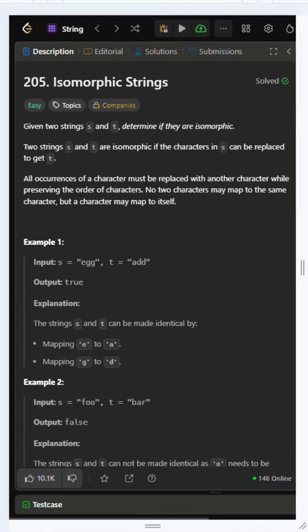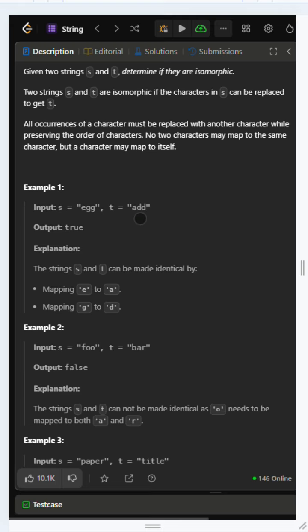Everyone. In my quick recap series, I have picked the isomorphic strings problem. This belongs to the most important questions, and it is in the top 150 important questions only. So let's first understand what this problem says. It says that we will be given two strings and we have to check whether these are isomorphic or not. First, understand what isomorphic is.